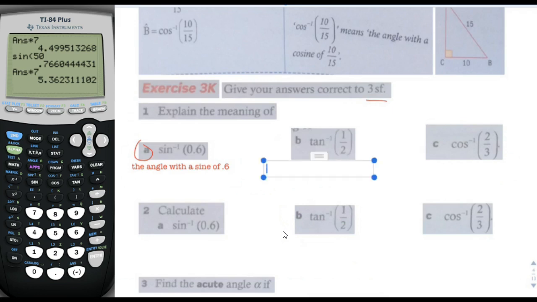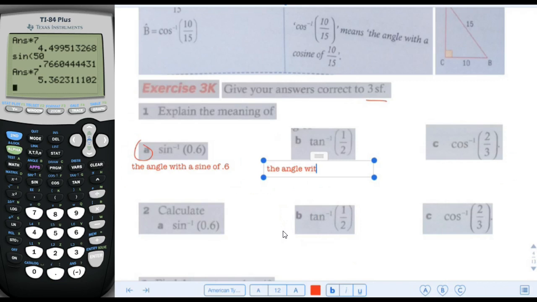Okay, what about this one? This one says the angle with a tangent of 1/2. Okay, and then what about this last one here? The angle with a cosine of 2/3. Okay.